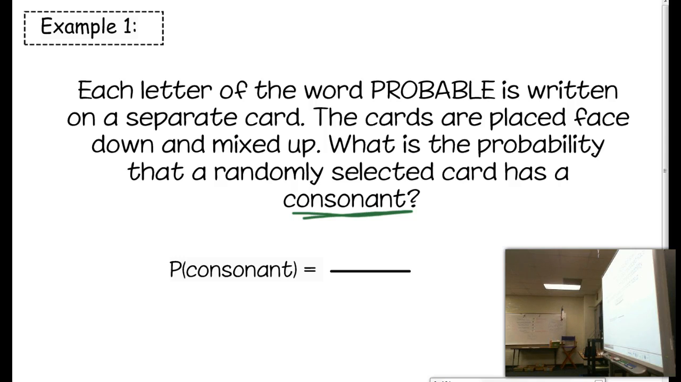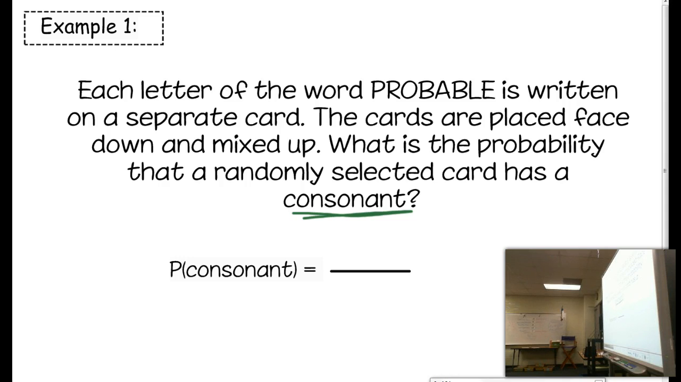Wait, does Y count as a vowel? Y counts as a consonant. How? There's no Y. A-E-I-O-U. Oh, you're right. Why do you ask about Y? There's no Y up there. But yeah, if we were saying in the alphabet, you would need to ask me that question.